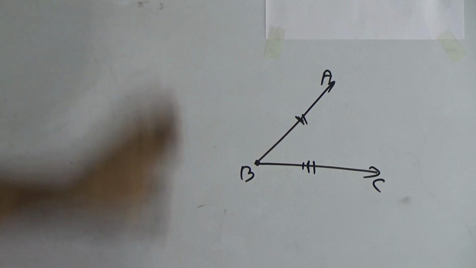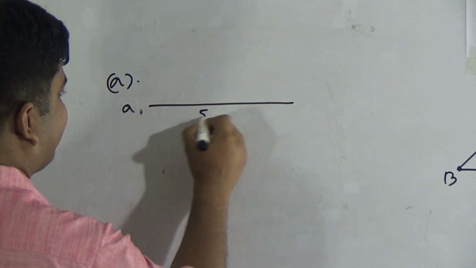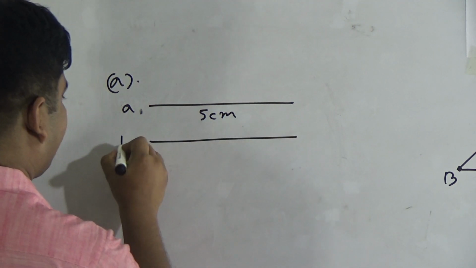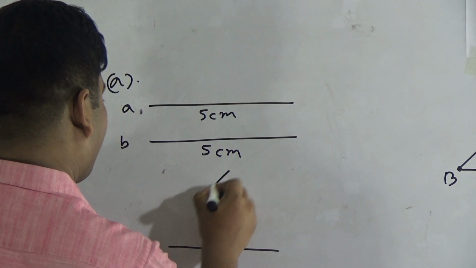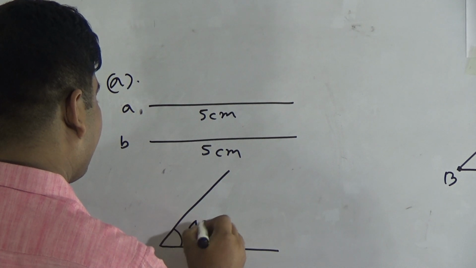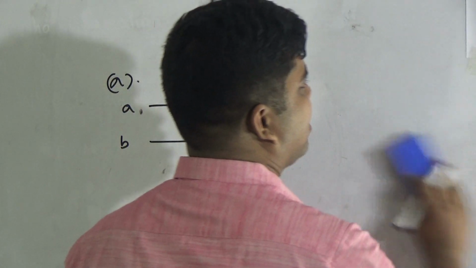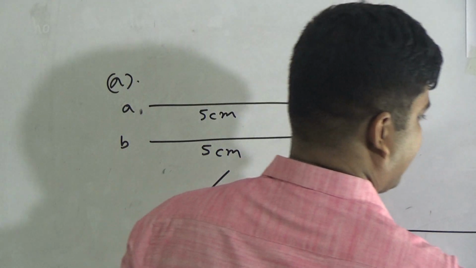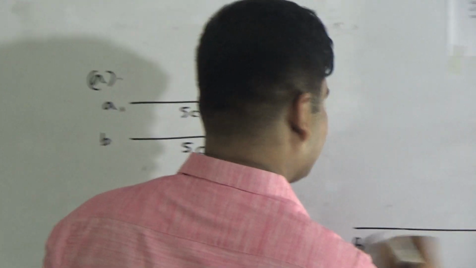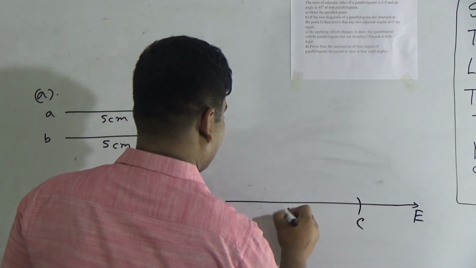So my dear students, please notice how to draw the figure of the parallelogram. Here suppose this is A, 5 centimeter, and this is B, 5 centimeter. These are adjacent sides and an angle which is equal to 45 degrees, and the name of this angle is angle X. Now we draw the parallelogram. First of all, we take any ray whose name is BE. From BE, equal to A, we cut BC.